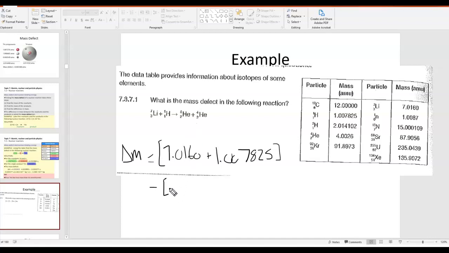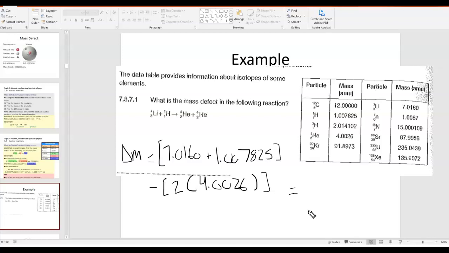So here we have 2 helium-4s. I look at my chart. Helium-4 has a mass of 4.0026. And then I get my calculator and type this into my calculator.